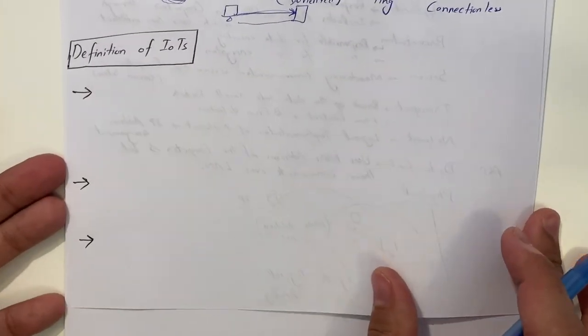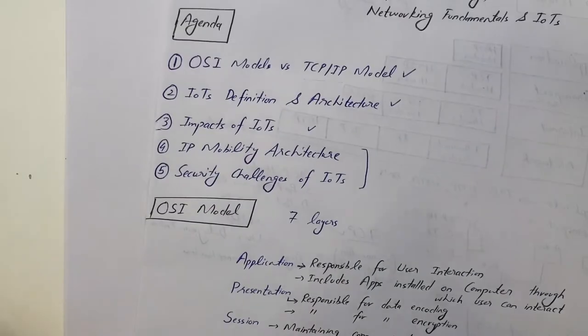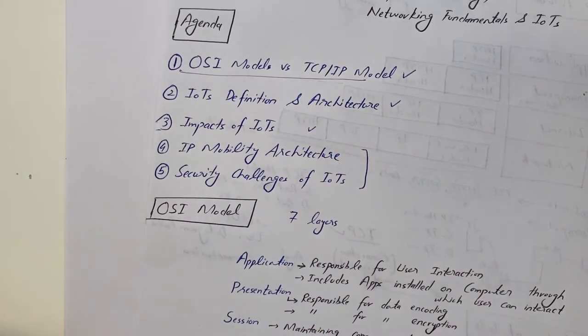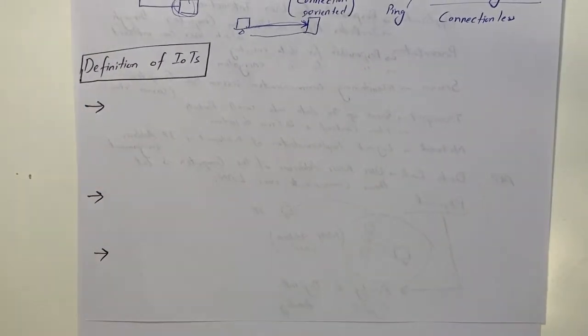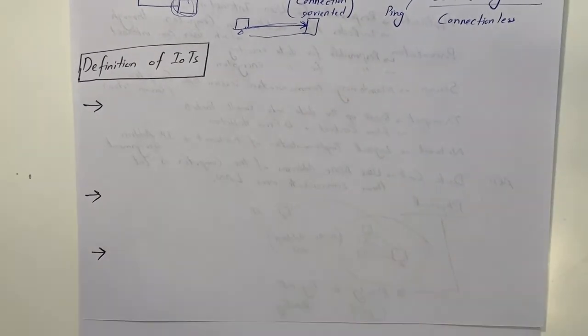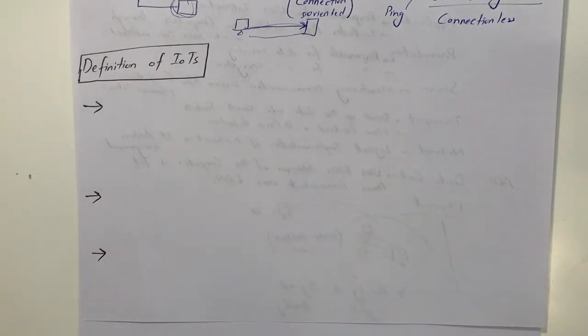Now the next is the second agenda item. That's the first agenda item, the OSI model and TCP model. The second agenda item is the IoT definition. IoT stands for Internet of Things. So the Internet of Things is basically a collection, or you can say a network, of sensors.